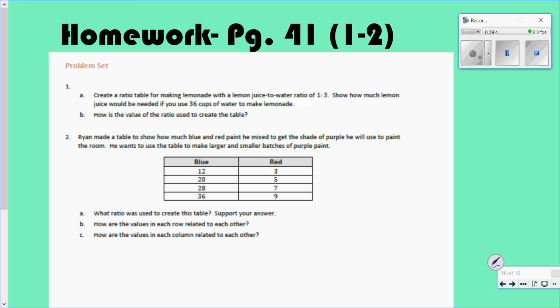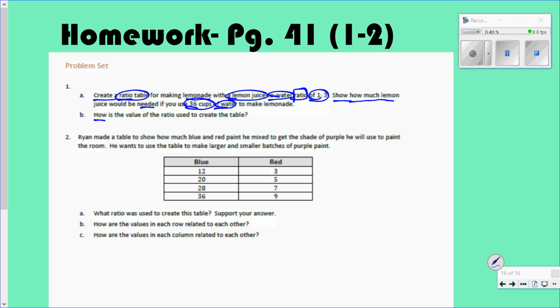On this one, again, create a ratio table for making lemonade with a lemon juice to water ratio of 1:3. Show how much lemon juice would be needed if I used 36 cups of water. 36, that's a big number, isn't it? Do I want to do a table that's going to go all the way from 3 to 36 using additive? I wouldn't. Your table could be 2 entries. 1, 3, 36, show me what the lemon is. You don't have to do a whole lot of it. If you want to do additive and do all the numbers in between, feel free. This is a good example of where a multiplicative table will serve you much better.